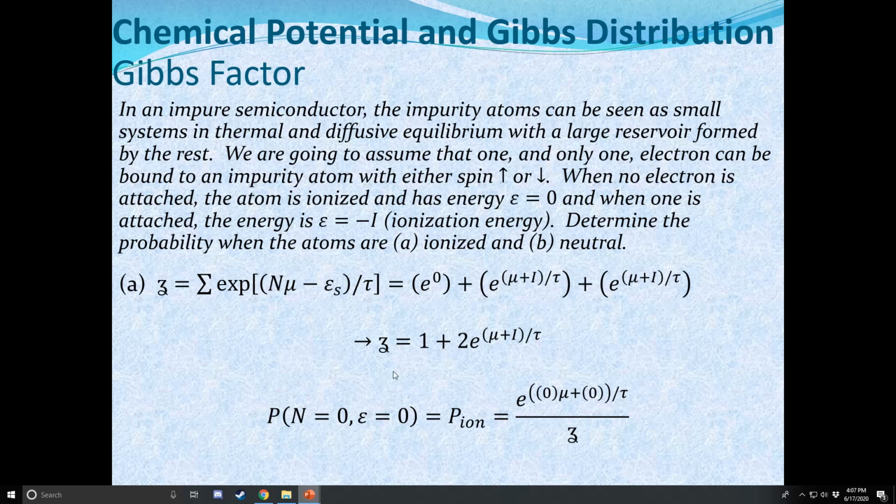And then here, what they tell us is this: the probability, as we know, is just going to be the Gibbs factor divided by the Gibbs sum that we already found. When it's ionized, then we already know that it's going to be basically 0 up top. So that can be simplified as 1 divided by this Gibbs sum that we found before.